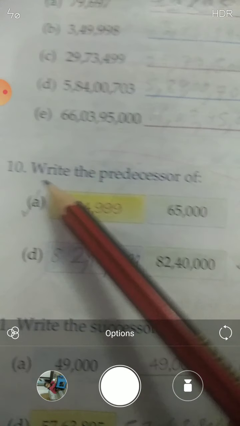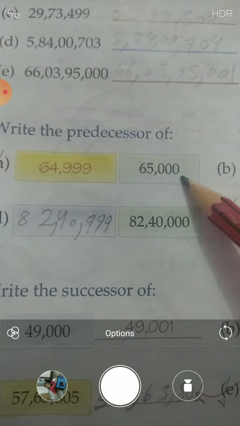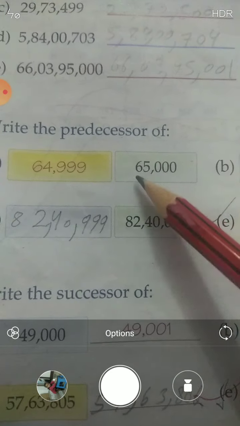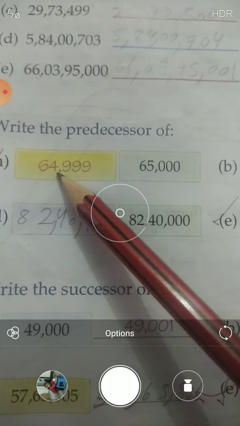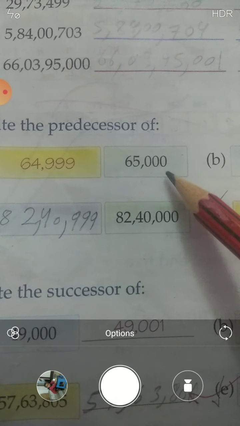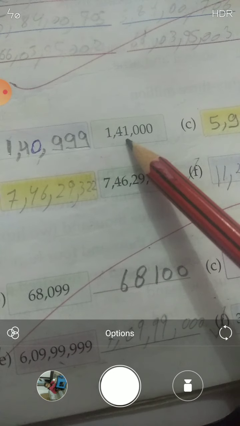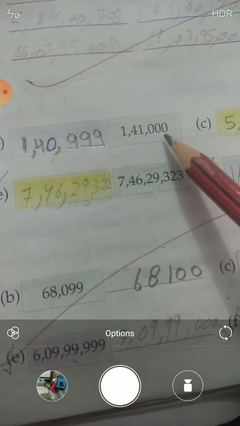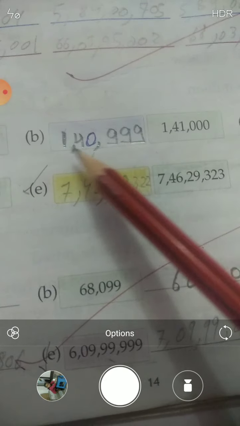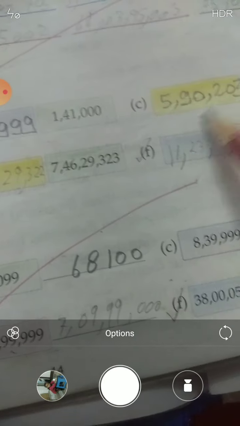Come to question number 10. Write the previous number of. First is already solved: 65,000. What is the previous number of this? 64,999. We can find this value if we subtract 1 from the given number. B part, what is given? 1,41,000. If you subtract 1, the previous number will be 1,40,999. Like this, student, you can easily find the value.